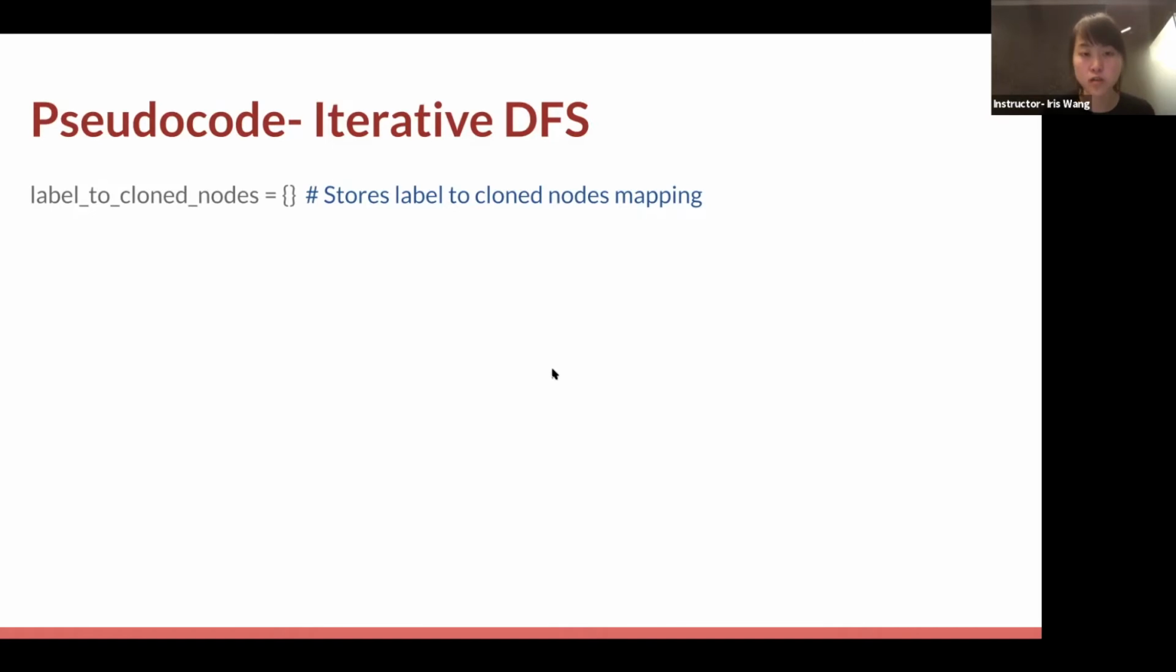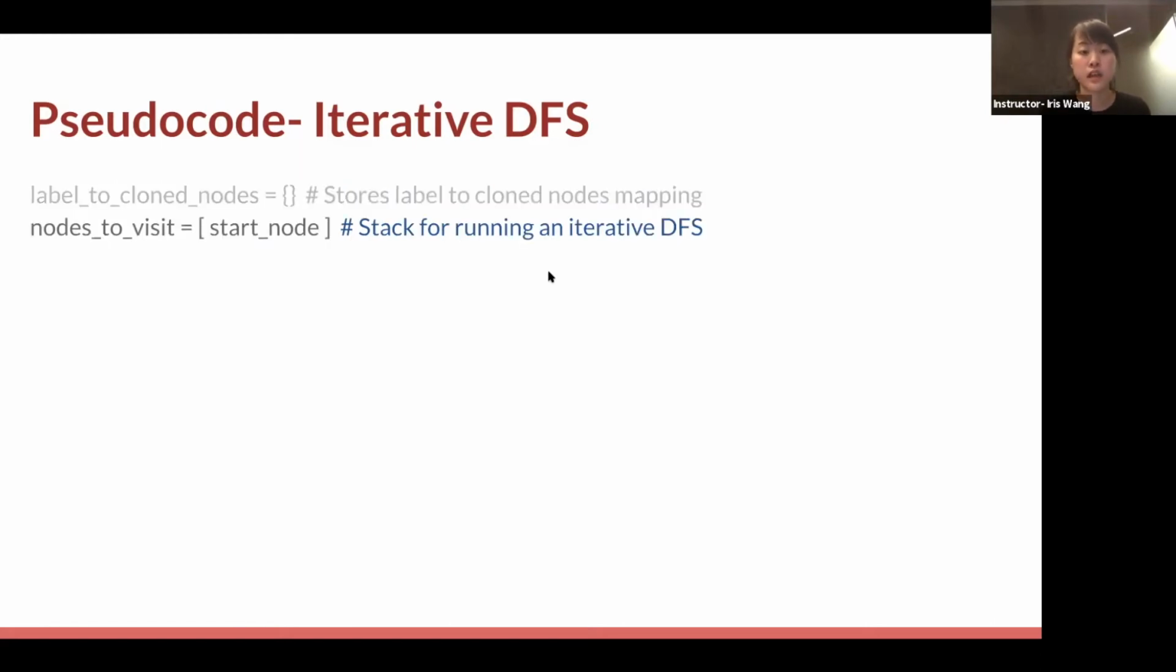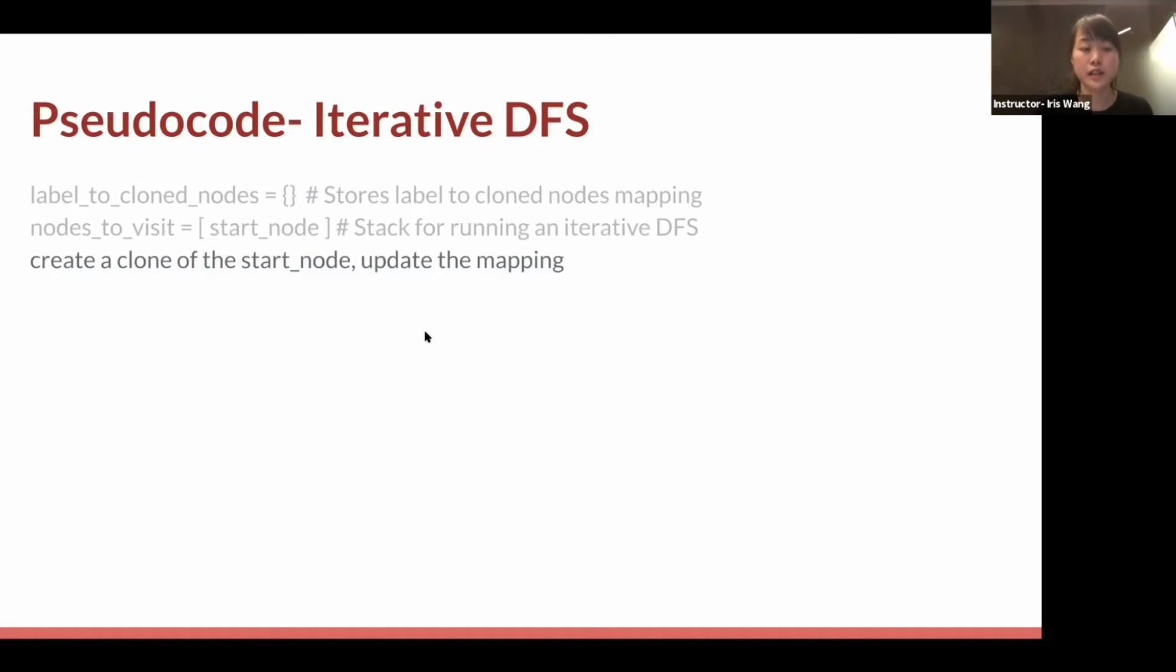So I first create this label to clone nodes. We know from before that we need to somehow fetch the nodes we've cloned before. So in that case, I'm going to store a label to clone nodes mapping. The next thing is with iterative DFSs, you're basically explicitly modeling the stack. So nodes to visit will be the stack that contains the nodes I need to visit. The first thing is we need to create a clone of the start node, then update the mapping. And then after that, we can run the DFS.